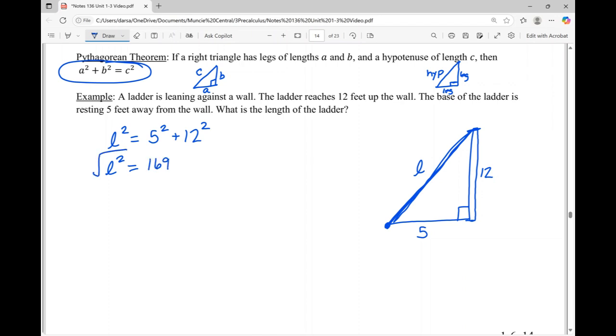How do I undo a squared? I square root it. So the length of the ladder is going to be either positive 13 or negative 13. Well, obviously, the length of a ladder cannot be negative. So in this case, we don't need the plus or minus. We will just get that the length of the ladder is 13 feet.